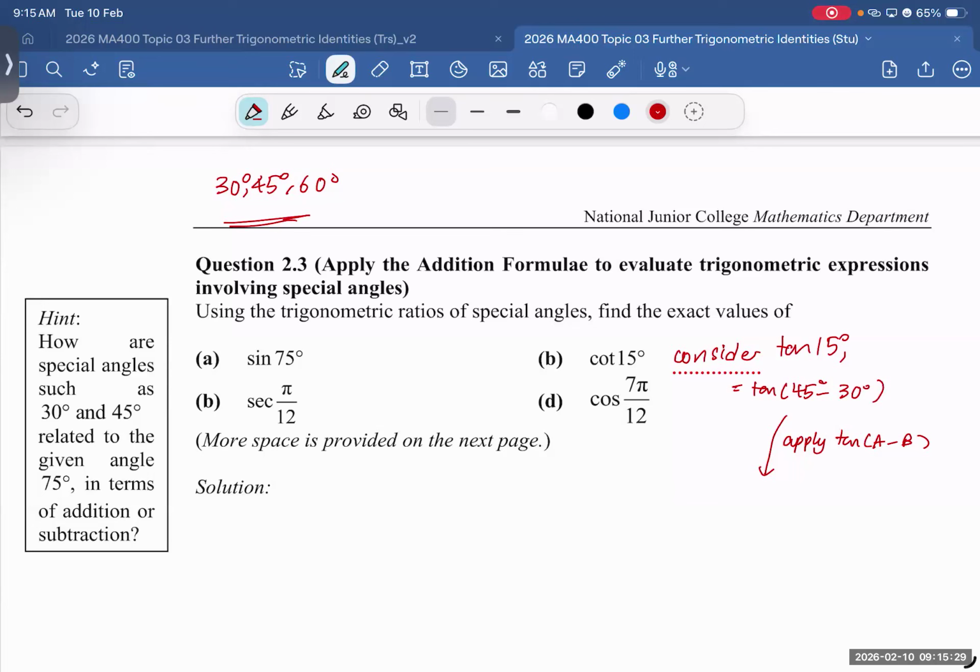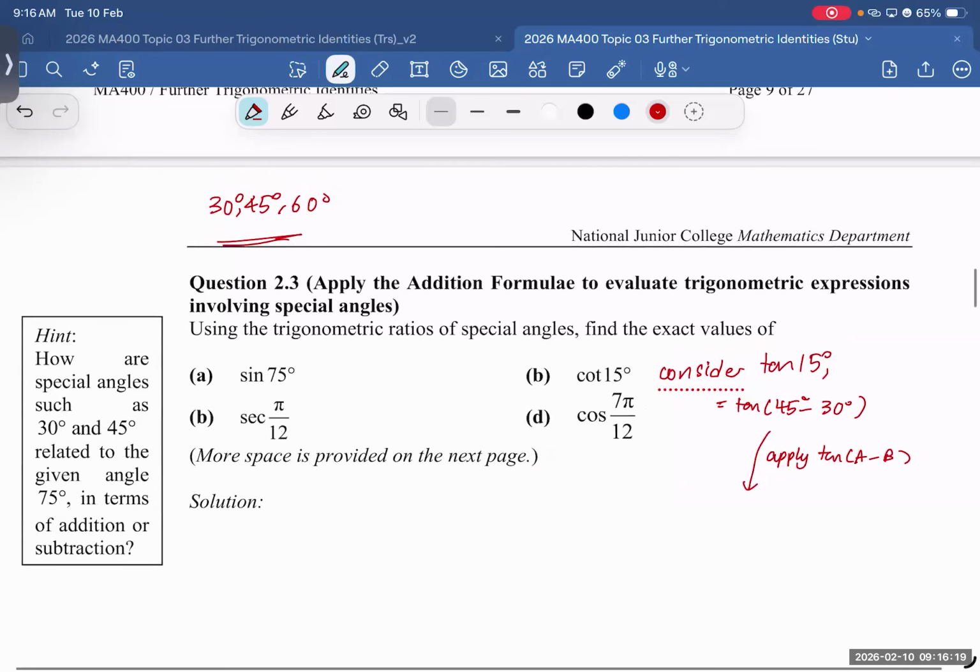Then 2B, which one do you consider? Also, to make it clearer, let me change this one.